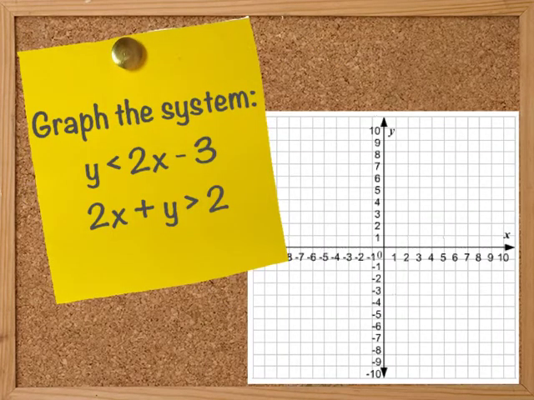Graph the systems. Our first graph, I'll go ahead and do this one in red. It's clearly in y equals mx plus b form. So my b is negative 3, put a dot there. And my slope is 2, so it will be 2 over 1. I'm going to go up 2 and right 1, and that's where my next point will be. Our inequality is less than, so that means we are going to have a dashed line.